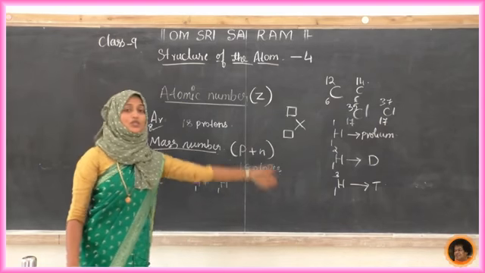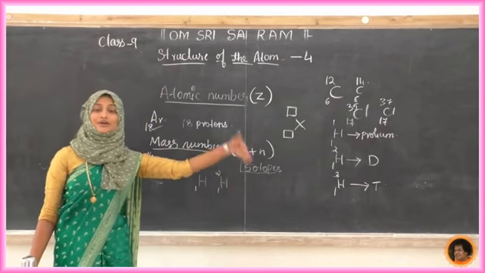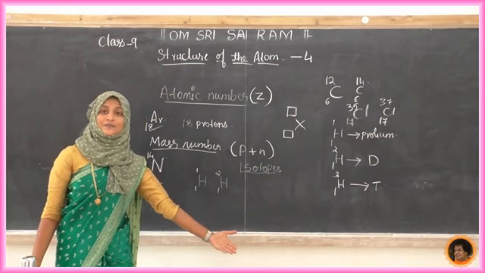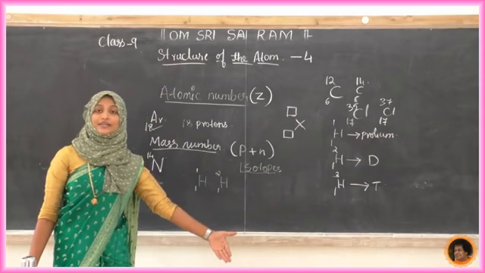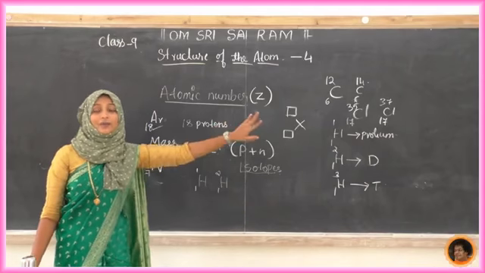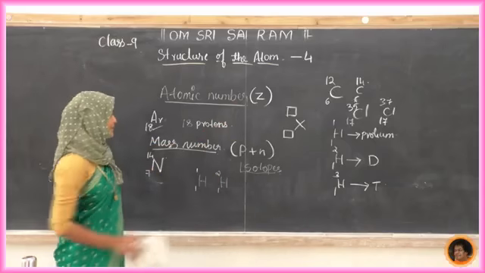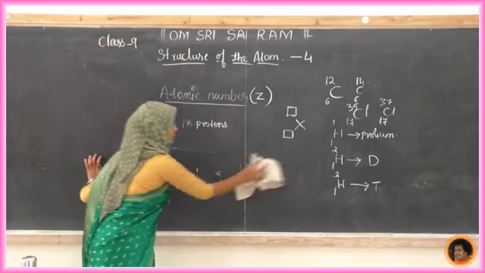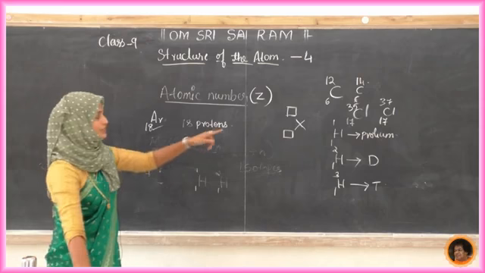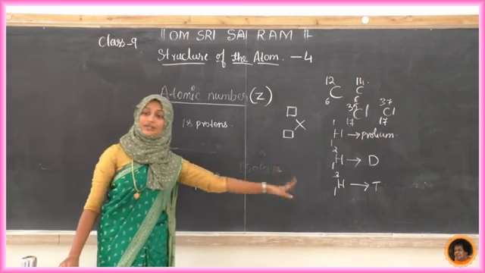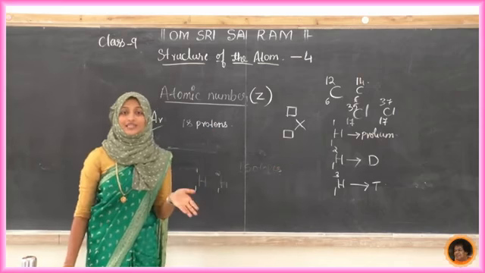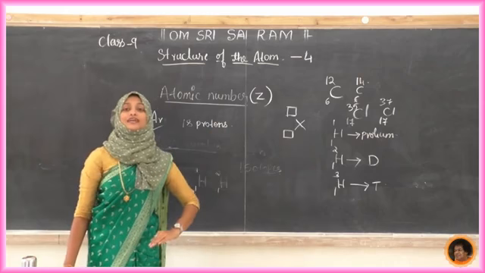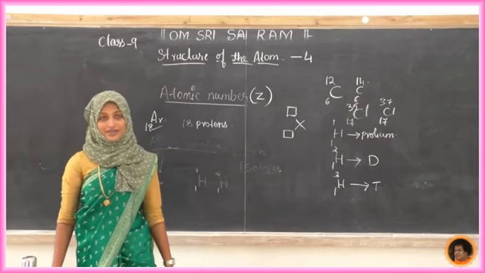Next, one more thing, students. In isotopes, we come to know that the atomic number of atoms of an element is the same, but the mass number is different. In some cases, the opposite happens: the mass number will be the same, but the atomic number will be different.